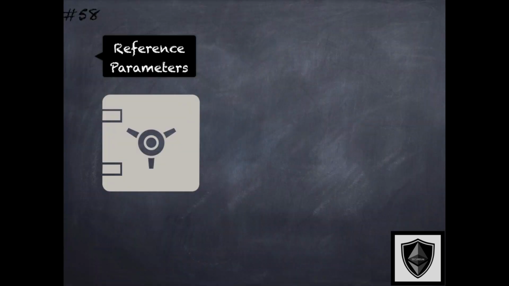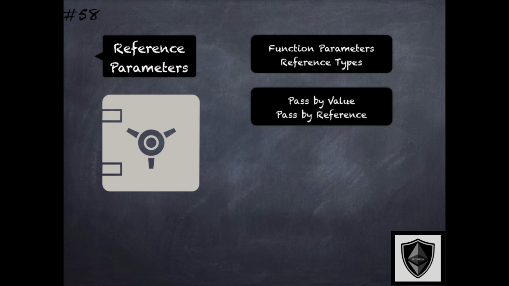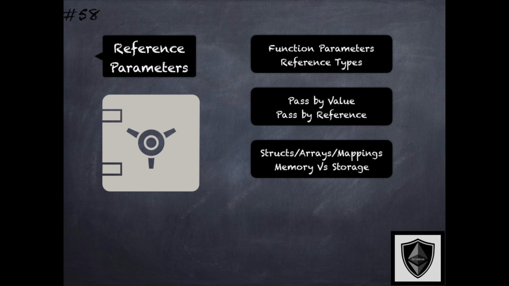Recall that Solidity has value types and reference types. This security pitfall is related to the use of reference types in function parameters. When structs, arrays, or mappings, which are the reference types, are passed as arguments to a function, they may be passed by value or they may be passed by reference. And this difference is dictated by the use of either the memory or the storage keyword that specifies their data location. This was optional before Solidity version 0.5.0, but since that version, it is required to be specified explicitly.